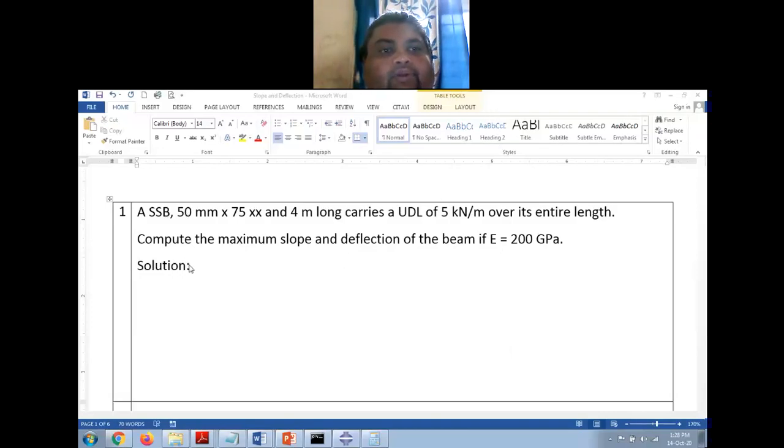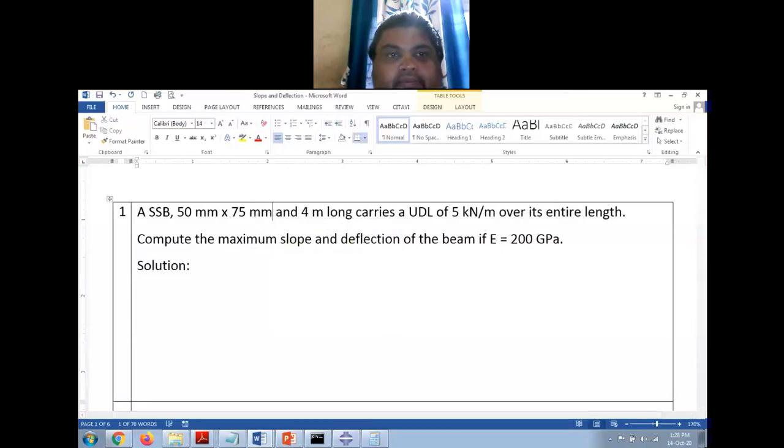Yeah, it's a very simple numerical. A simply supported beam 50 mm by 75 mm, I don't know why I put XX there, it's mm, and 4 meter long carries a UDL of 5 kilonewton per meter over its entire length. Compute the maximum slope and deflection of the beam if E is equal to 200 gigapascal, right?